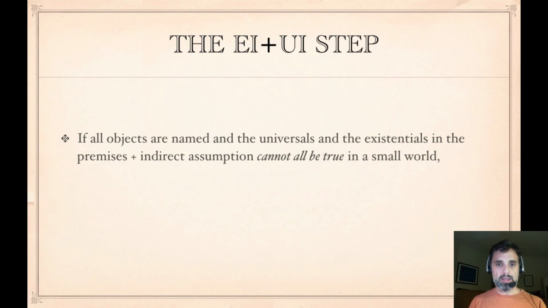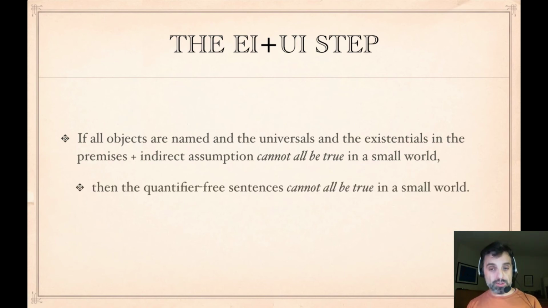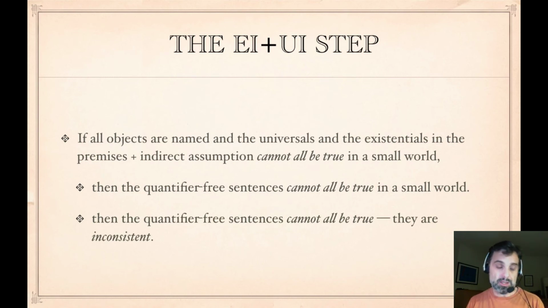So what this means is that if we're in a small world in which it's not possible for the premises and the indirect assumption to all be true, then it's also not possible for all the quantifier-free sentences to be true in that small world. And in fact, it's never possible for all the quantifier-free sentences to be true. If they could be true at all, they could be true in a small world. They can't be true in the small world. They can't be true at all. In other words, they're inconsistent.